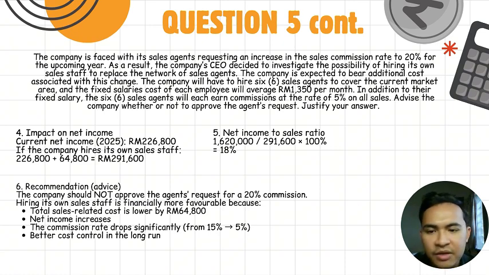We calculate the impact on the net income, and we get the final value of 291,600. For the net income to sales ratio, the final answer is 80%. It's still above 30%, which is good if the company wants to hire internal staff.